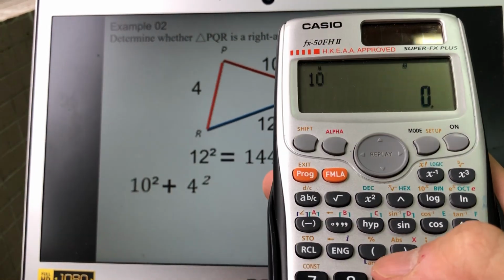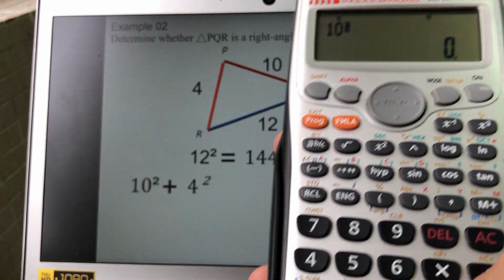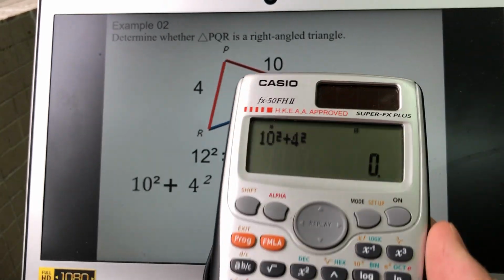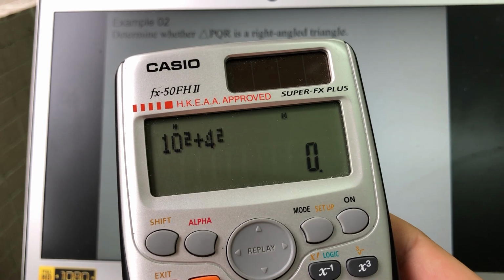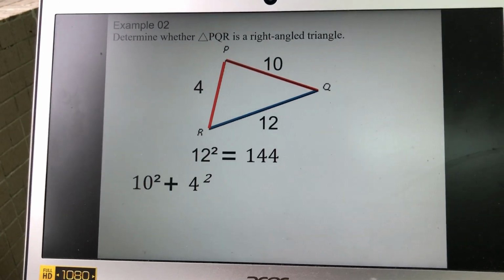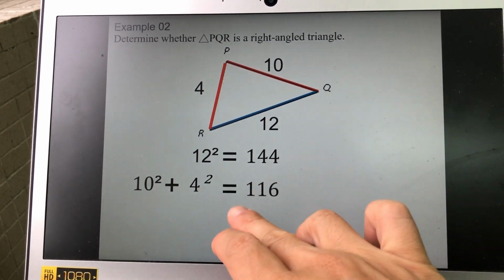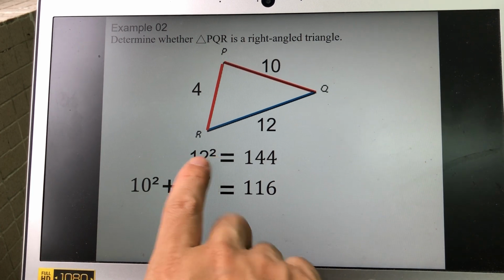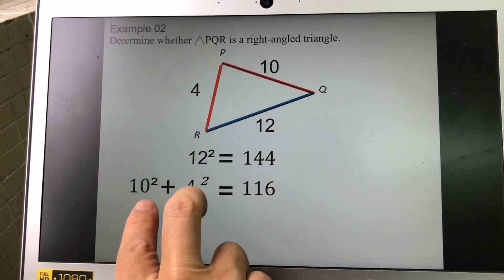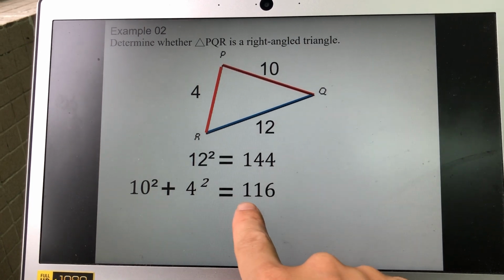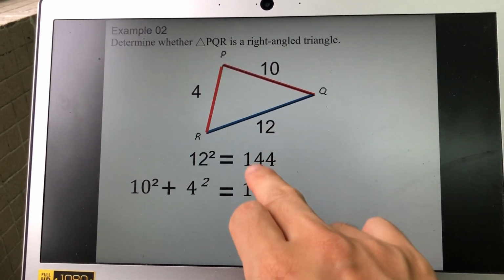10 to the power of 2 plus 4 to the power of 2 is 116. Do you think they are the same? 12 square, is it equal to the sum of the 10 square and 4 square? No, they are not equal. One is 144, the other one is 116. Obviously, they are not the same.